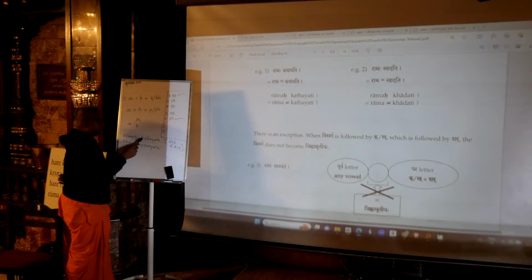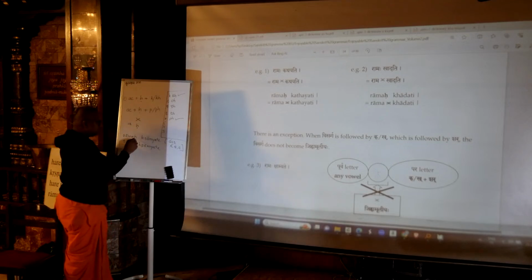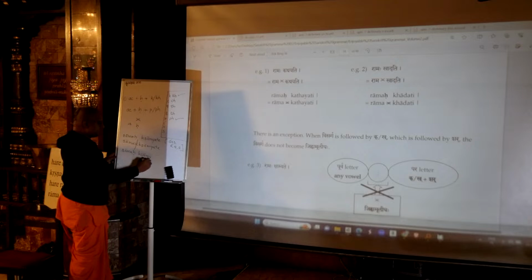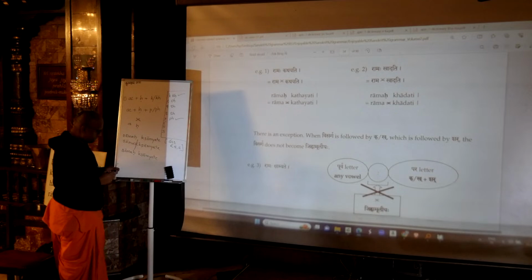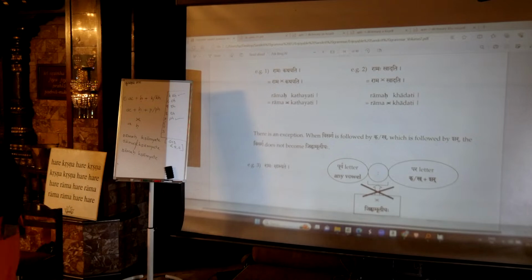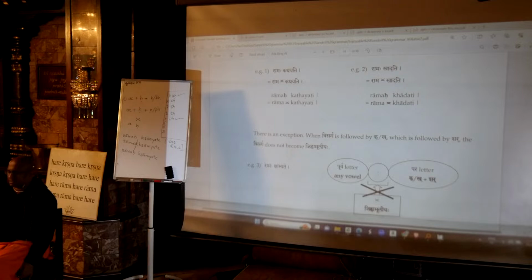So if after your kakara what comes is either of these, then it will not turn into jihva muliya. It stays as it is. You will have to write it as it is. Ramaha kshamyate. There is no option here. It has to be Ramaha kshamyate, instead of Rama kshamyate. You can't say like that. You understand? Because there is shar after kakara, visarga does not become jihva muliya.